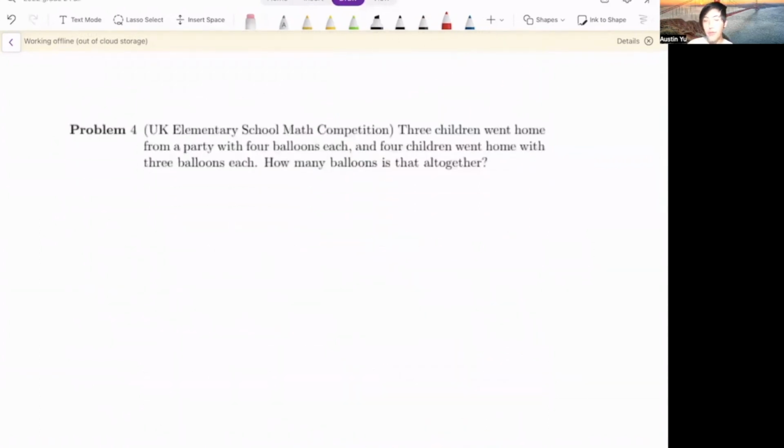Problem 4. 3 children went home from a party with 4 balloons each, and 4 children went home with 3 balloons each. How many balloons is that altogether? So the first group of kids, 3 children, each went home from a party with 4 balloons. So if there are 3 children, one line each represents one person with 4 balloons each. So in green, 4, 4, and 4. 3 times 4, since there are 3 people, that gives us 12 balloons.